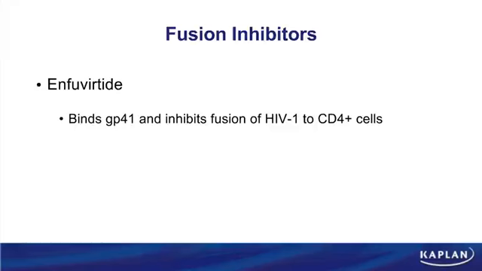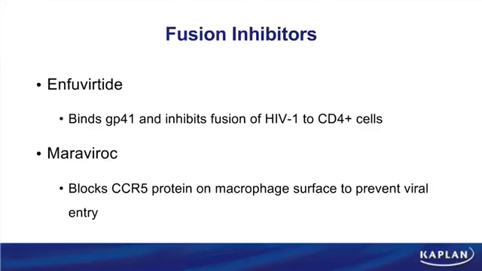We have a couple of fusion inhibitors we can look at as well for HIV. Enfuvirtide is a drug that binds GP41 and inhibits fusion of the virus to CD4 cells. This was the original fusion inhibitor, but it's actually dropped down in favor of the second drug, Maraviroc, today.